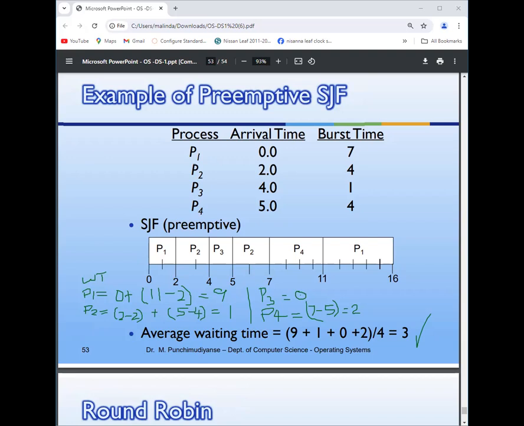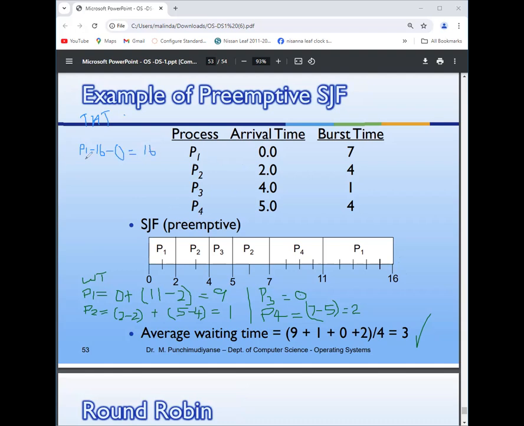I use a different color. Turnaround time. Let's first do the P1. P1 came to the queue at time 0. Right? And P1 went out of the system at time 16. So 16 minus 0 is the turnaround time for the P1, which is 16.